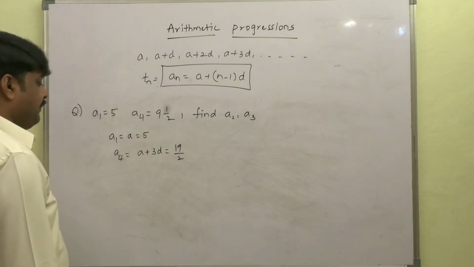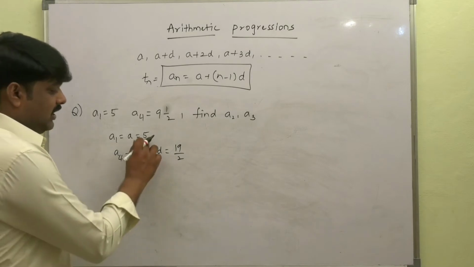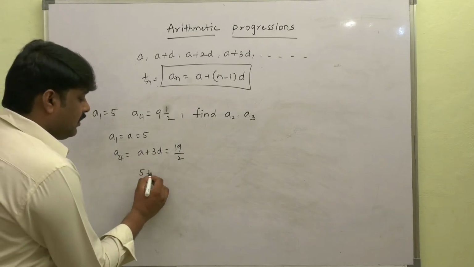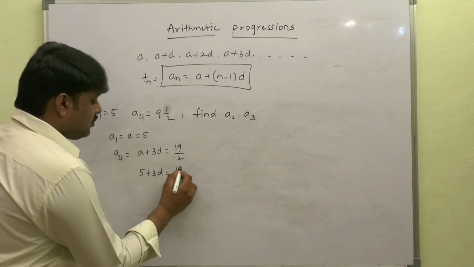As we know the value of a is 5, 5 plus 3d equals 19 by 2.